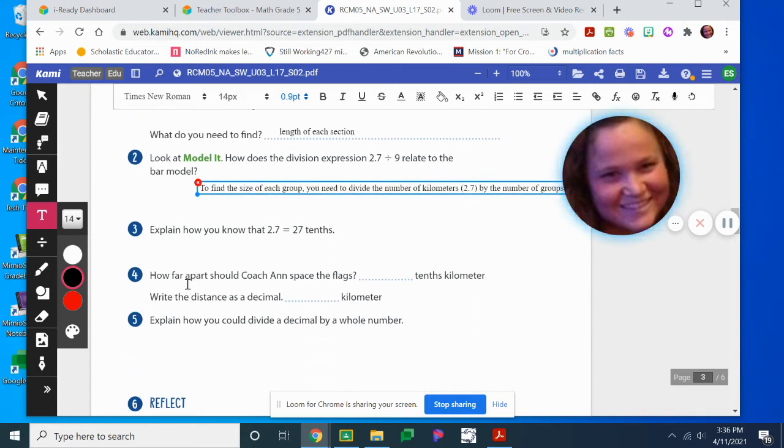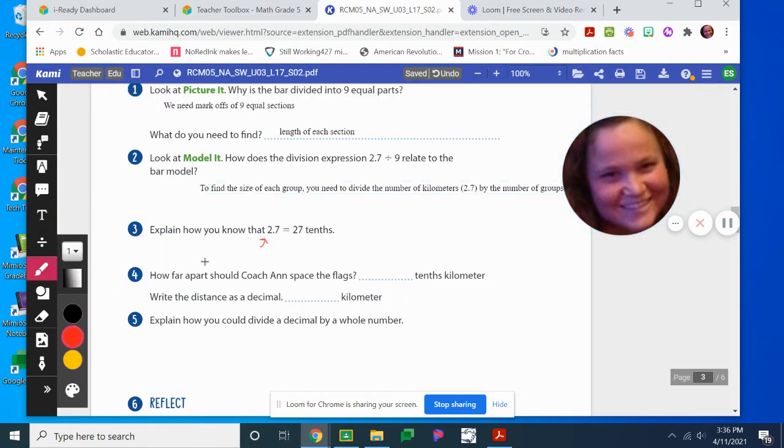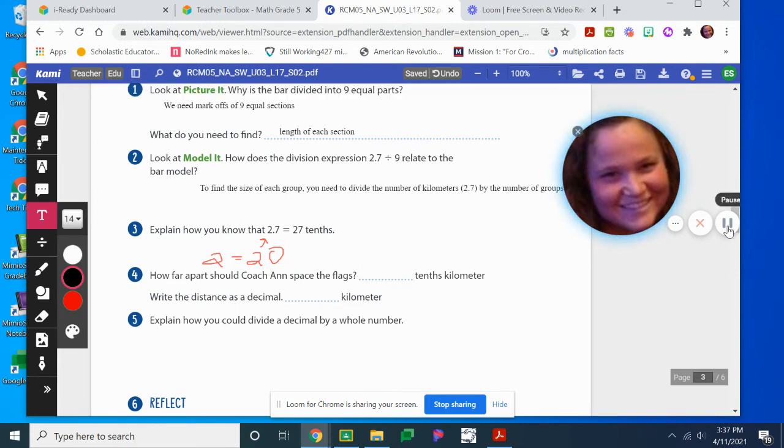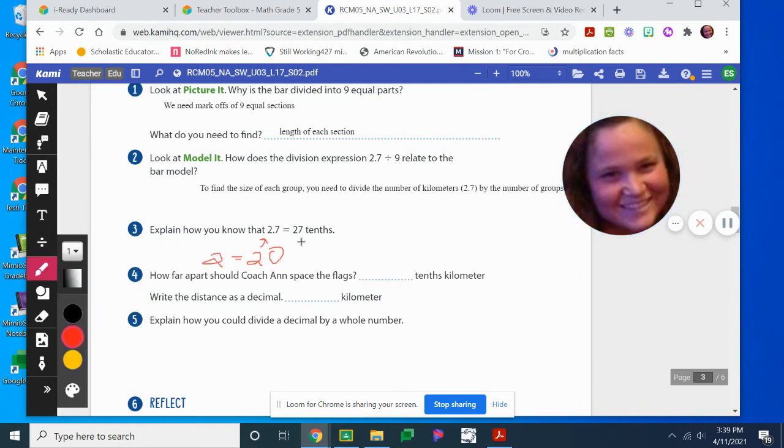So how do we know that 2.7 equals 27 tenths? We know that because 2 wholes equals 20 tenths, and we know that this side of it is already telling us that we have 7 tenths. So that gives us 27 tenths. Okay.